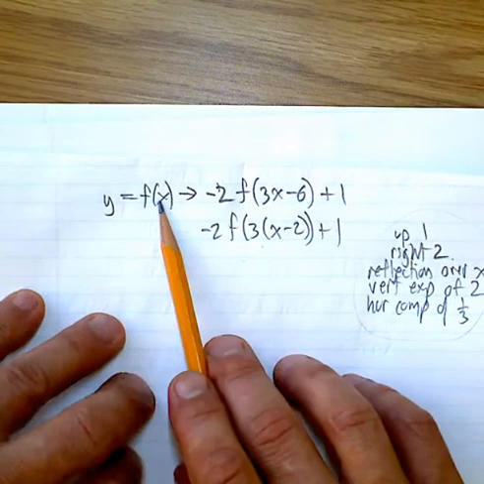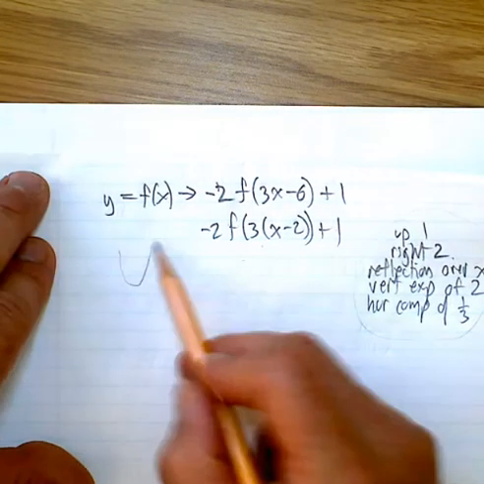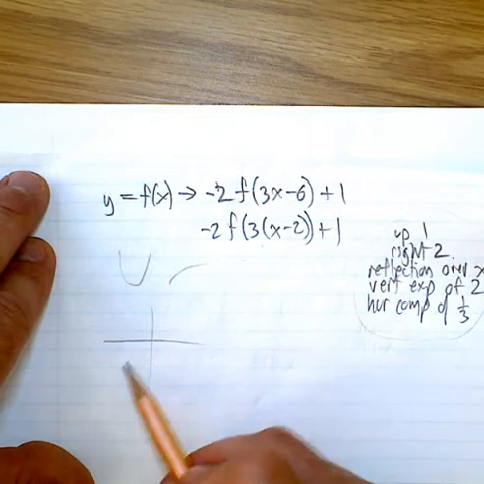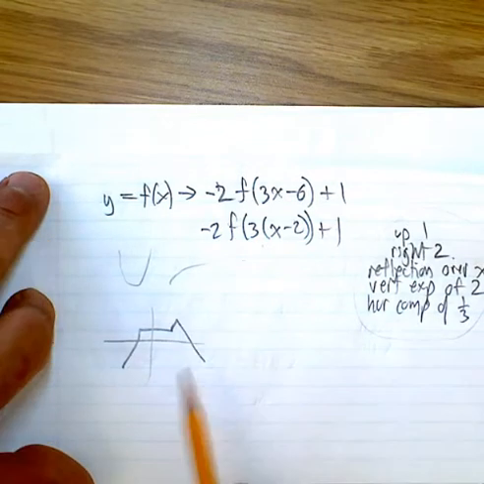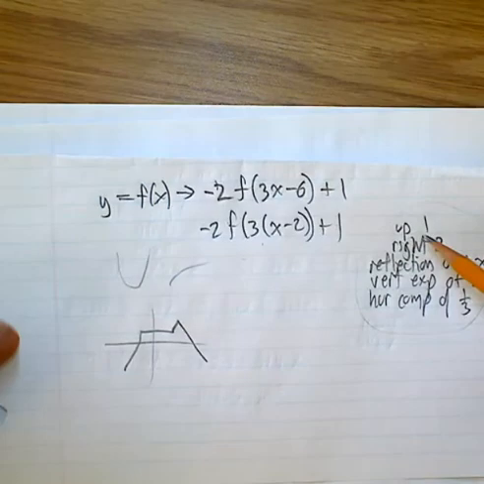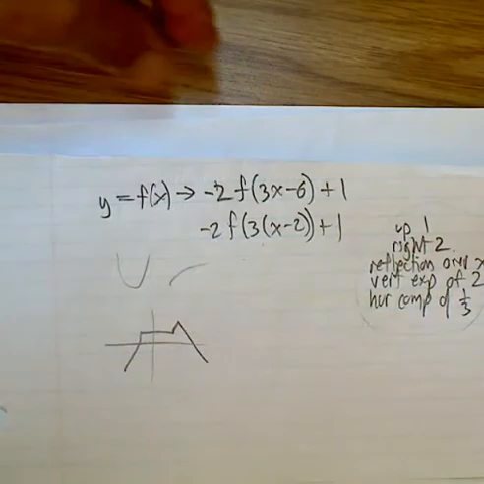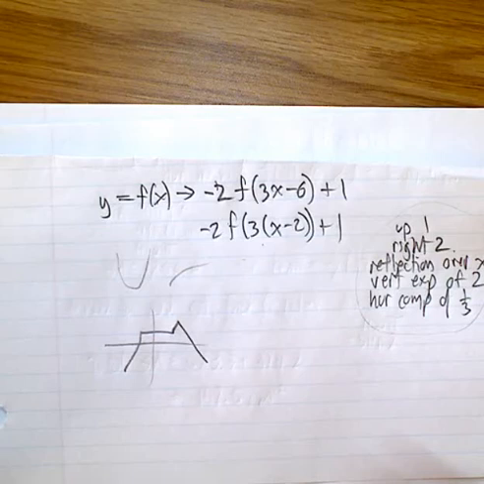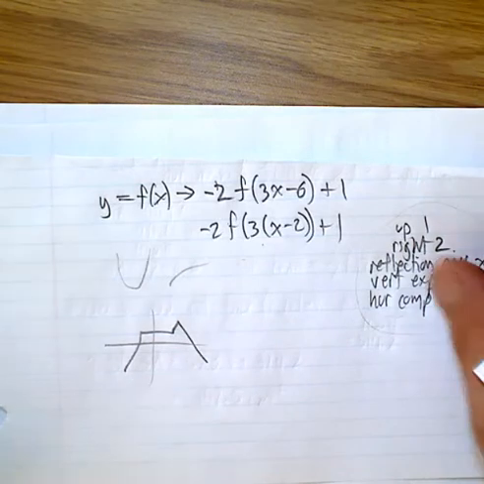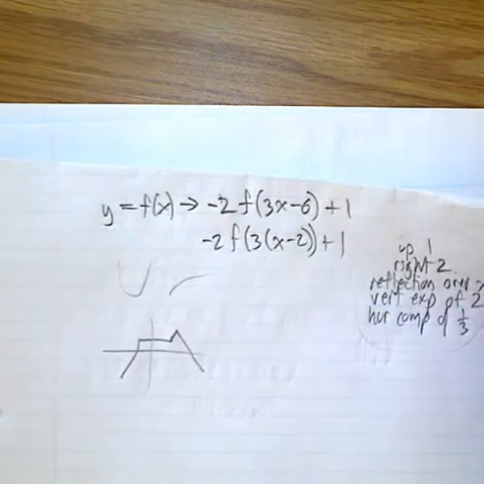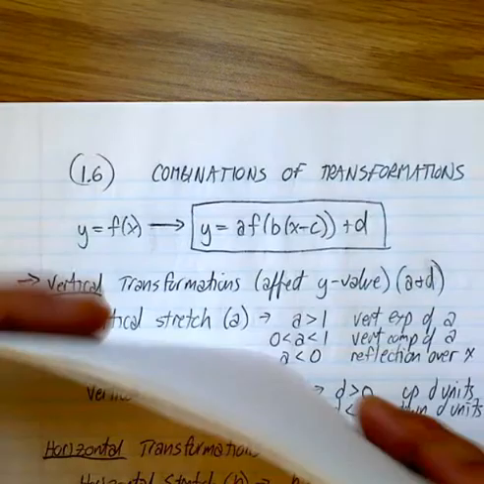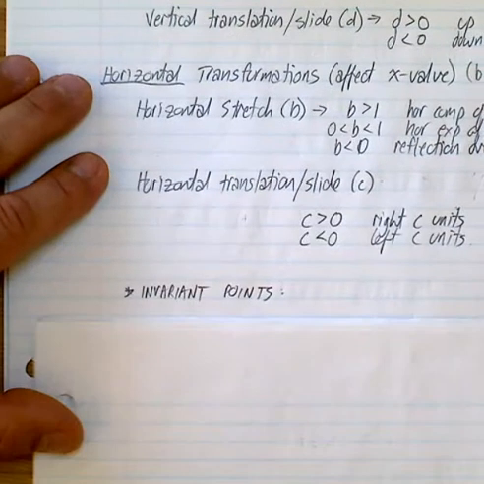What is this function? It could be anything. It could be a quadratic, it could be a radical, it could just be some sort of inane shape that now you have to move up 1, right 2, reflect it over the x-axis, expand it this way by 2, and compress it this way by 1/3. Yeah, it's going to get a little complicated, a little convoluted, but we're going to do the best we can. A couple things that we want to talk about here, things like invariant points.